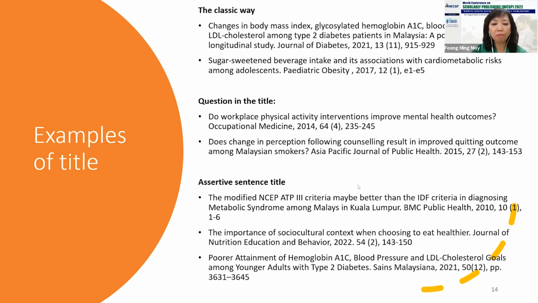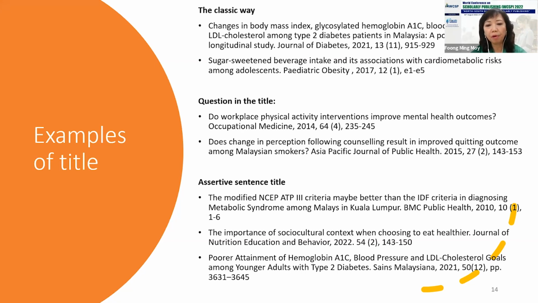The third method of writing a title is giving the answer in the title. So the example is: the modified NCEP ATP3 criteria may be better than the IDF criteria in diagnosing metabolic syndrome among Malays in Kuala Lumpur. So this paper was actually comparing which criteria, whether the NCEP ATP3 criteria or the IDF criteria, is better in diagnosing metabolic syndrome. So the title gives us the answer, saying that the NCEP ATP3 criteria is better, right?